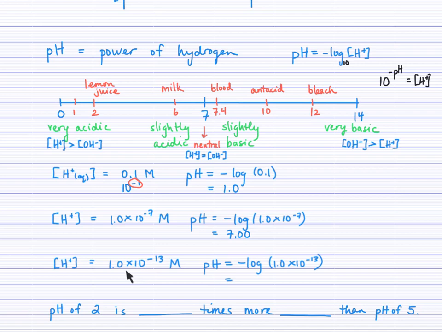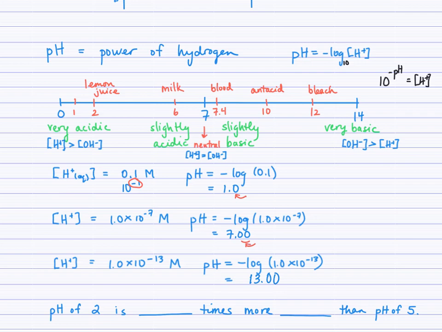Okay, so one last calculation here. I'm just looking to set up a trend. Given this hydrogen ion concentration, we plug it into our calculator or figure it out using your understanding of logs, and we come up with 13.00. Now I'll just make a comment about this calculation and why I only put 1 digit after the decimal here, and here I did 2 digits after the decimal.